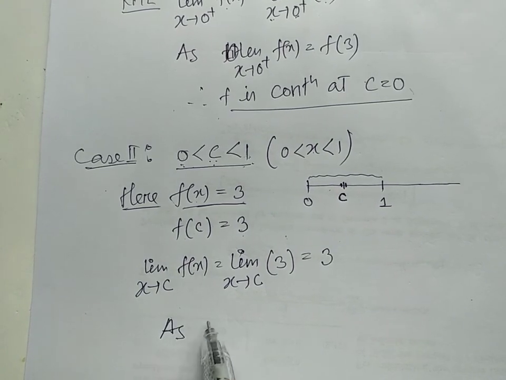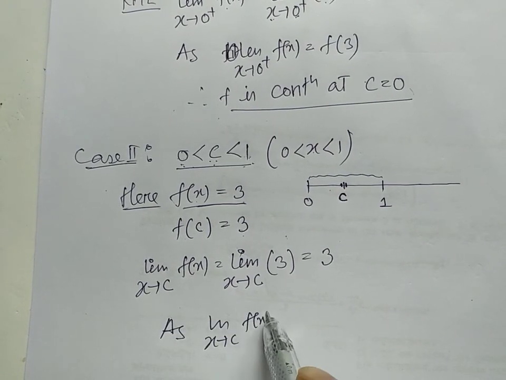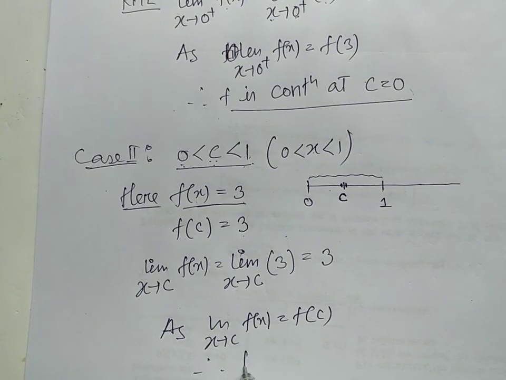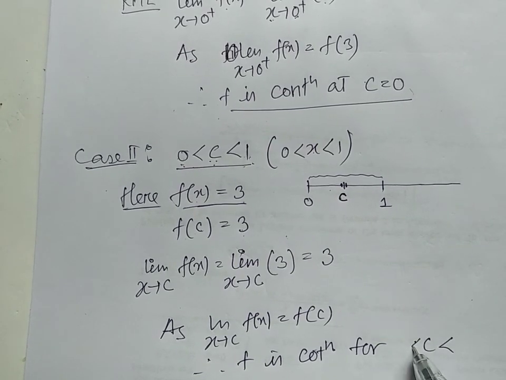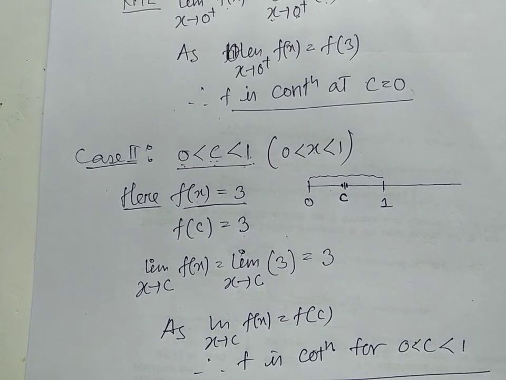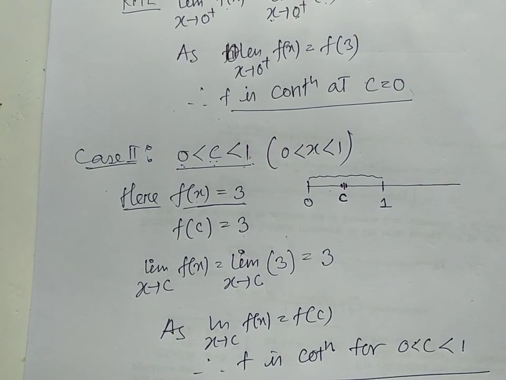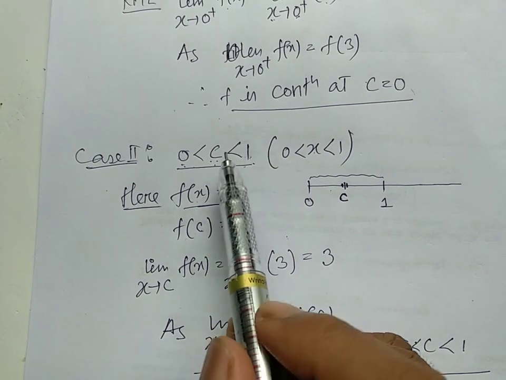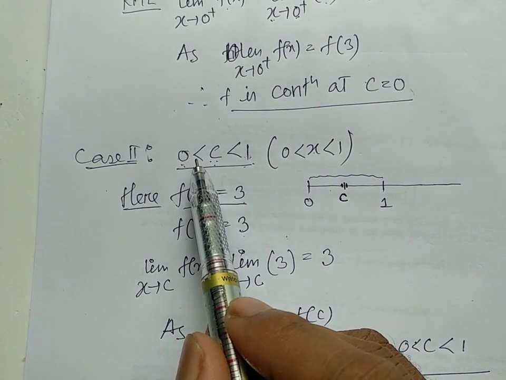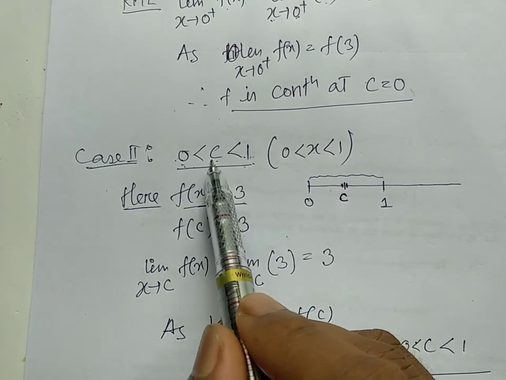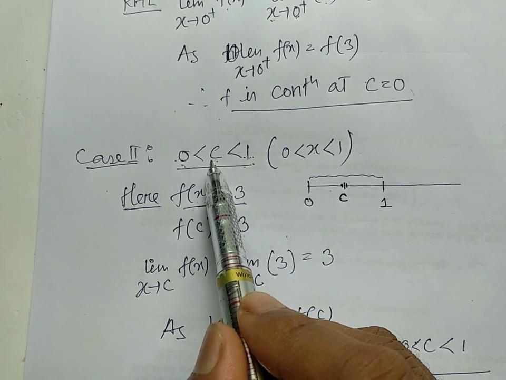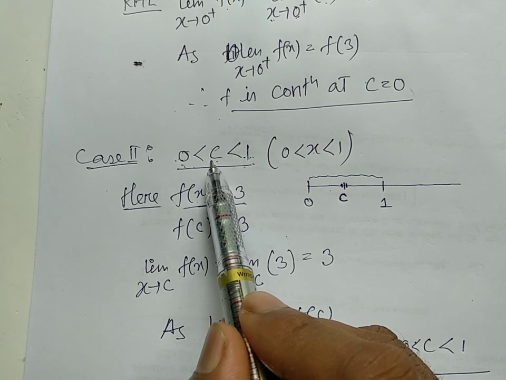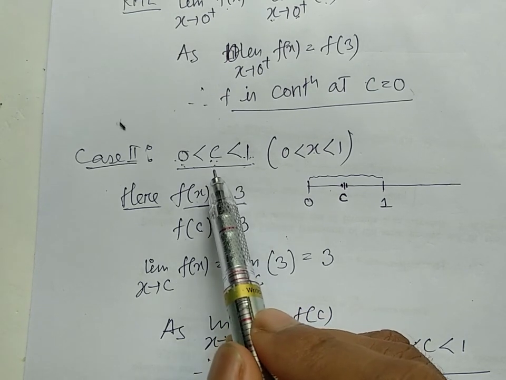As limit x tends to c f of x equals f of c, therefore f is continuous for c lying between 0 and 1. We have got this one only. Here we have discussed the continuity of the function at any real number lying between 0 and 1, not just 0 or 1. That's why c represents all the real numbers lying between 0 and 1. c does not have any specific value.